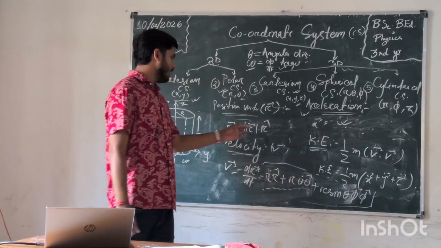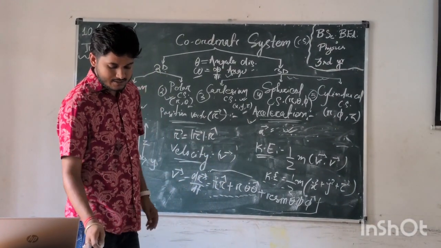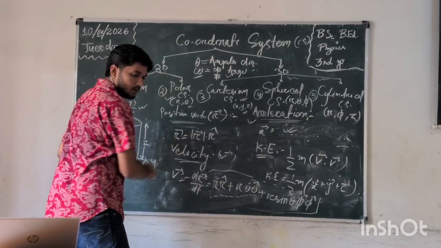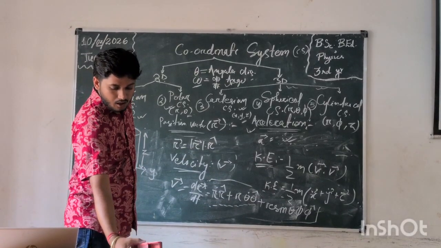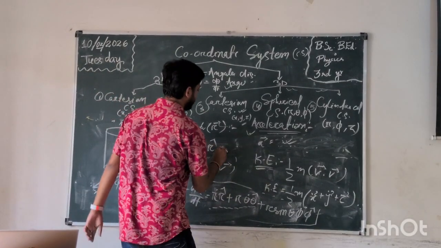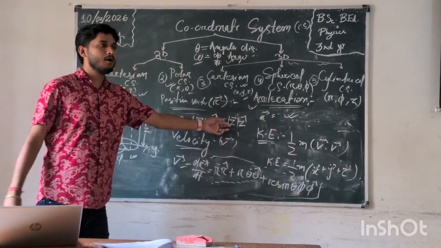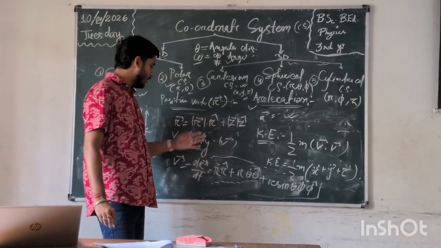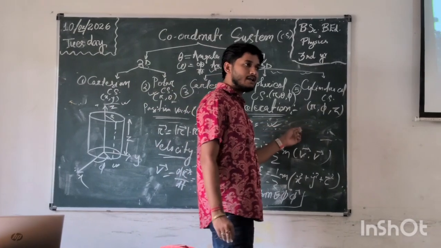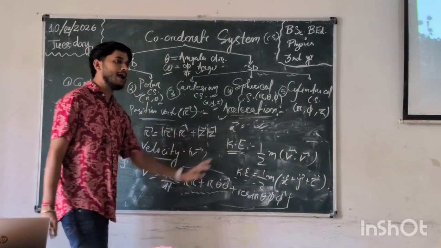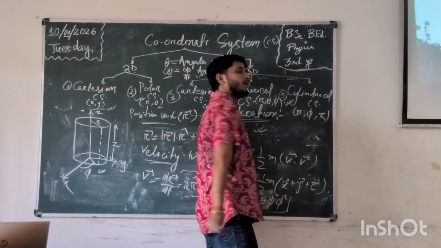We have to write the expressions for position, velocity, acceleration and kinetic energy. First, position is r r cap plus z z cap. This is the expression for position. Likewise we can write velocity, then acceleration, then kinetic energy. So this is all about our cylindrical coordinate system.